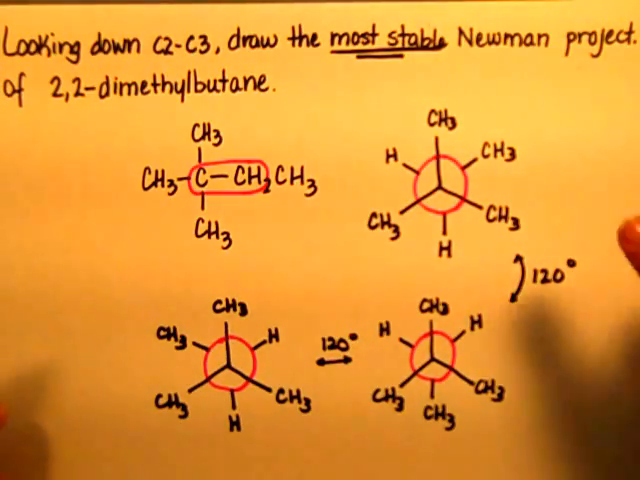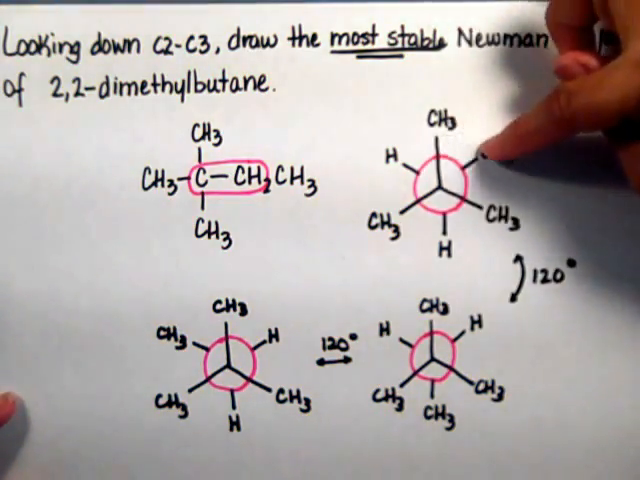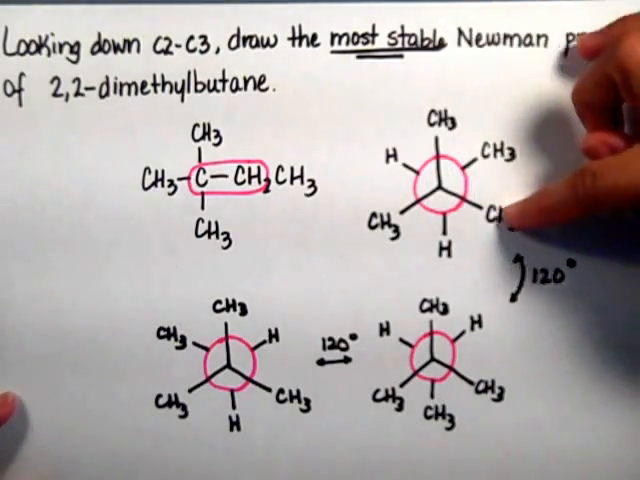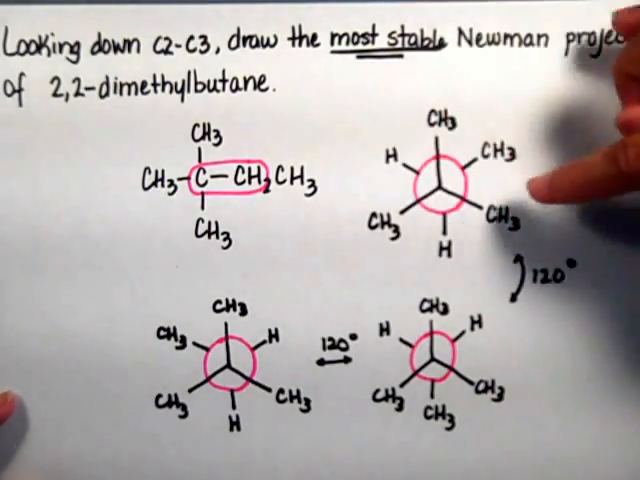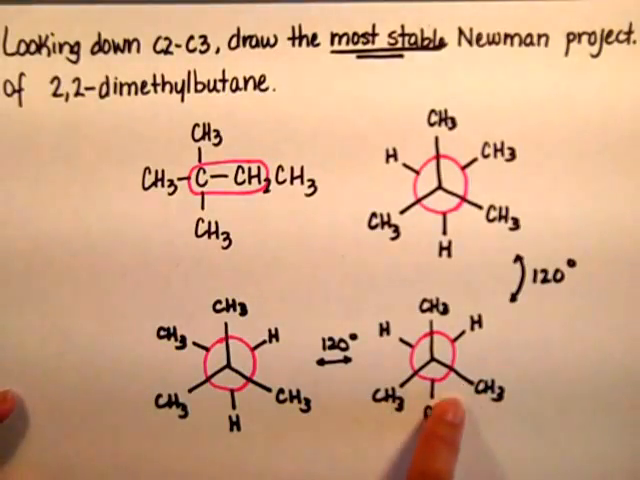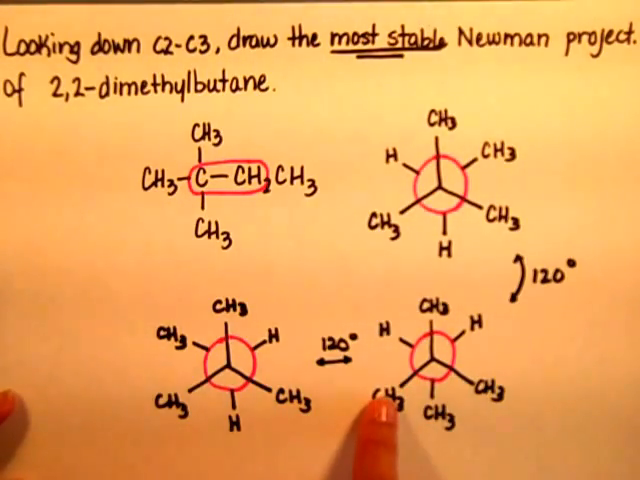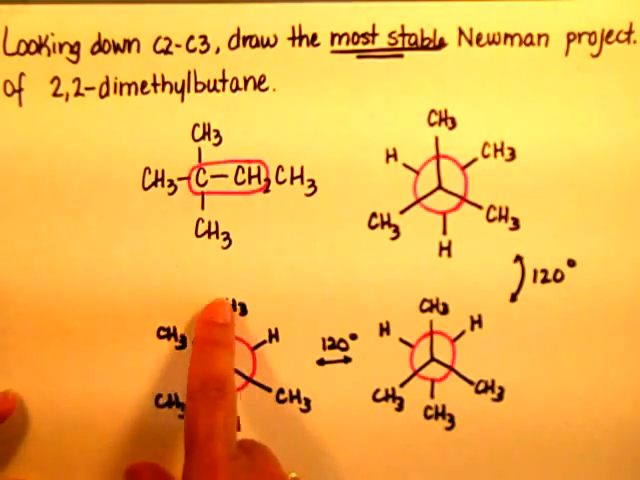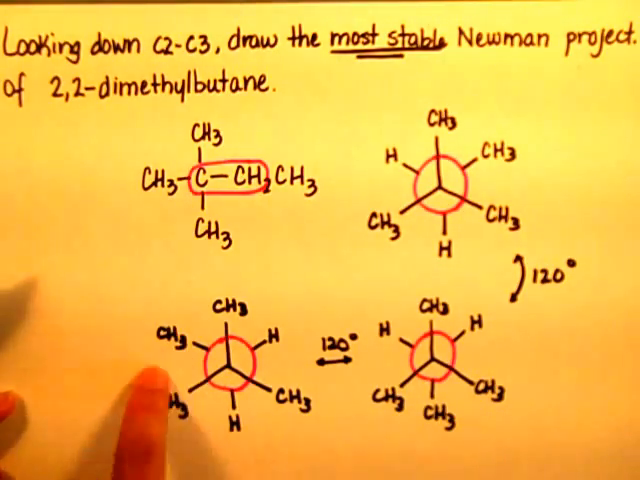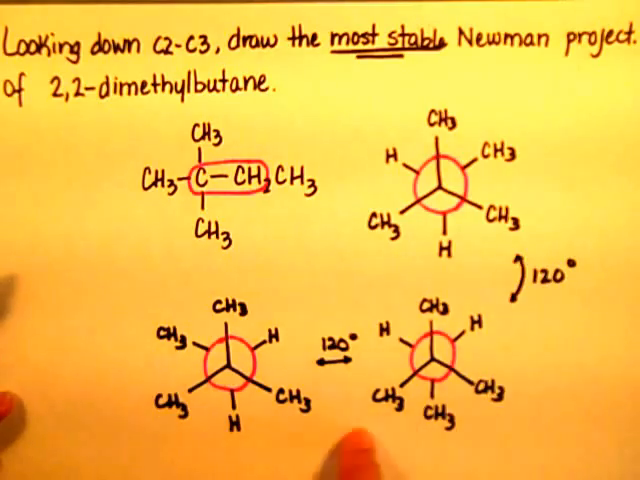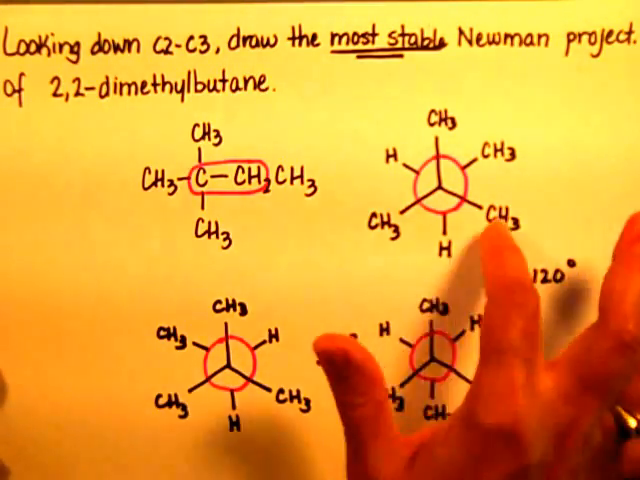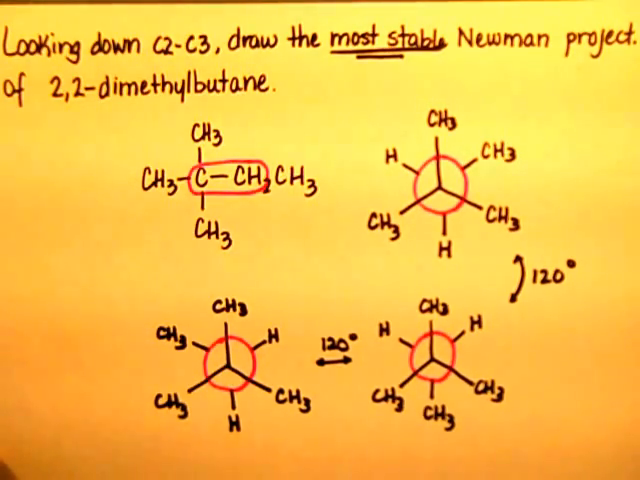Now, if you notice, I have 2 gauche interactions, one here and one here. I have 3 methyls right next to each other. In this staggered conformation, I also have 3 methyls right next to each other. And in the last one, I also have, again, the 3 methyls right next to each other. So these 3 staggered conformations all have the same amount of energy. So that's what we're going to call degenerate Newman projections. They all have the same energy. So whichever one you pick, that's going to be the most stable because there's no other more stable Newman conformation.